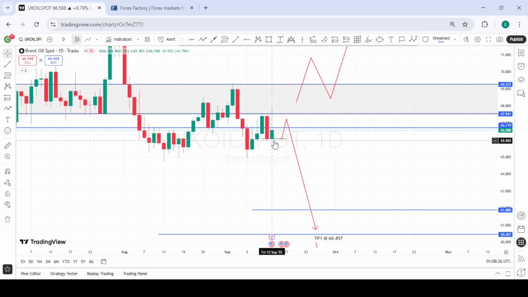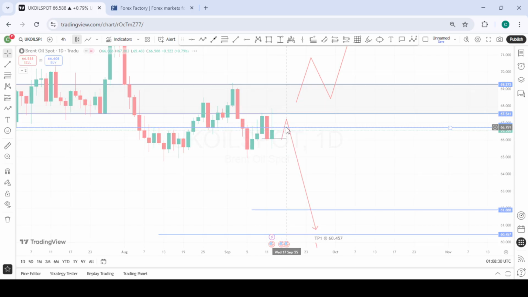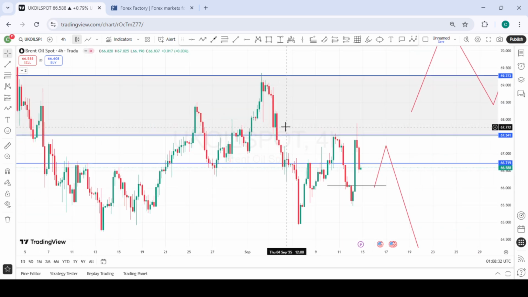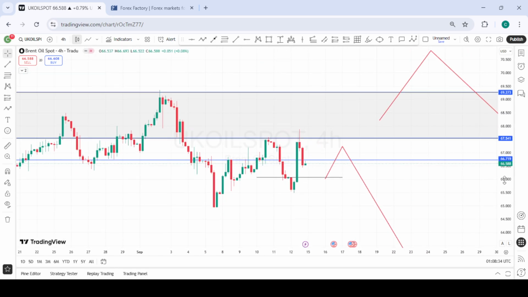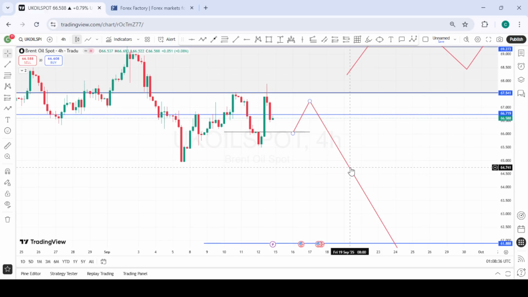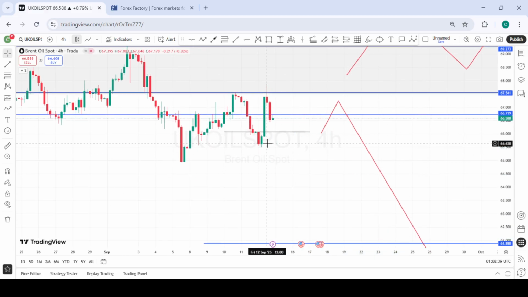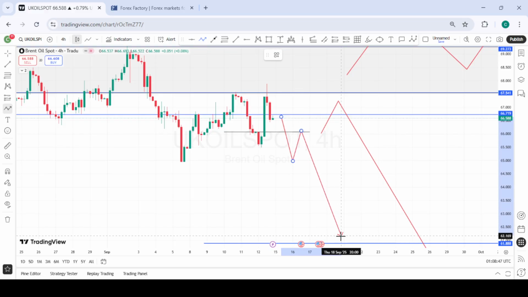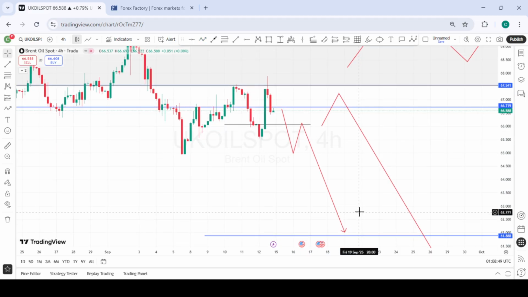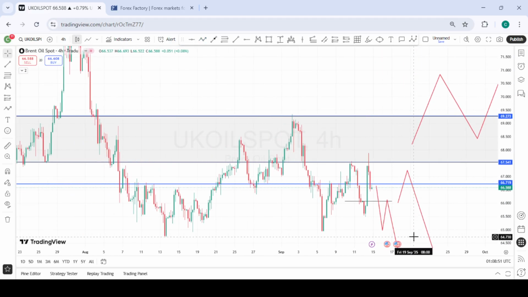But if price gives us a pullback within this zone and gives us a possible double top or a head and shoulder, or if price breaks this low, this low counts for a pullback, we can look for selling opportunities and continue the sell to the downside. So for the coming week, I'm very bearish on Brent crude oil.